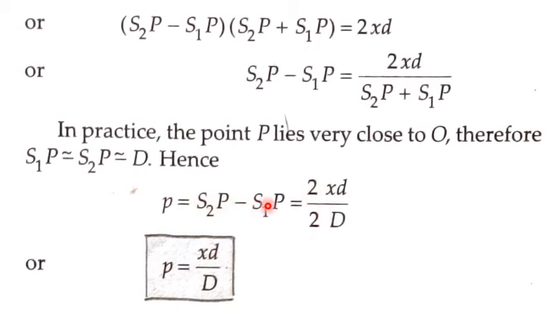So S2P minus S1P, now this is my path difference p, the extra path traveled by the light coming out of your slit S2. Therefore my path difference equals xd by capital D. So this equation represents the path difference equation. Here x is the distance of the point P from the center O, small d is the distance between the two slits, and capital D is the distance of the screen from the source. Fine.